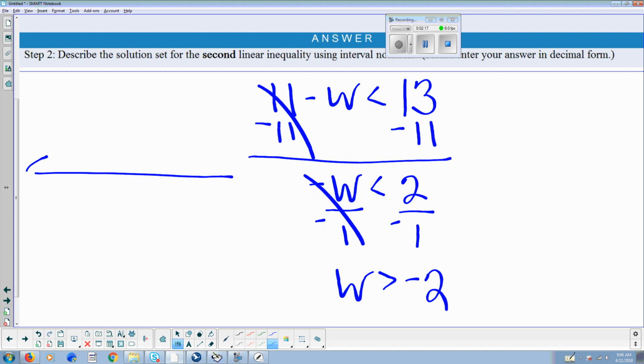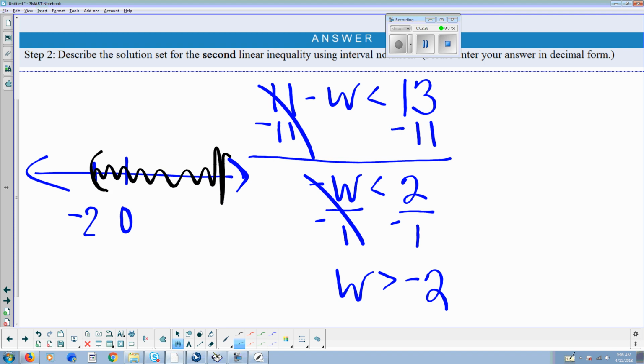On a number line, that would mean negative 2 is here, greater than negative 2 would be a curved bracket, so not including the negative 2, but shading everything to the right. So our interval notation will be curvy bracket, negative 2 to positive infinity.